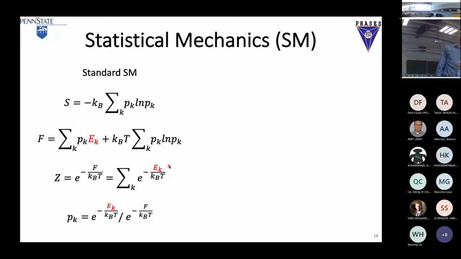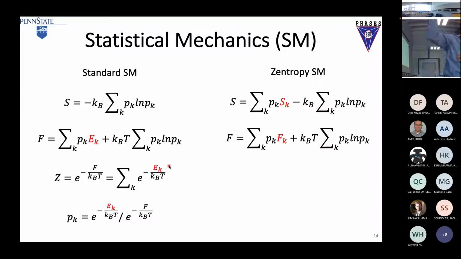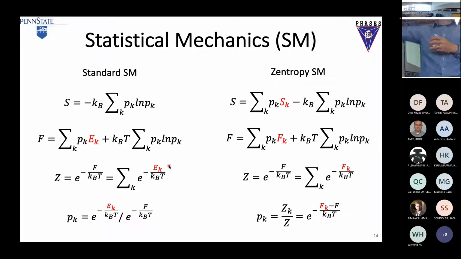If you compare these two sets of equations, this one is standard statistical mechanics. If you use Zentropy, we call it Zentropy statistics. Now entropy has one more term, and your free energy is different. Your partition function is different, and your probability is different. You see that the probability becomes very different, so the free energy becomes very different, and all the properties become very different. Actually, we can stop here.